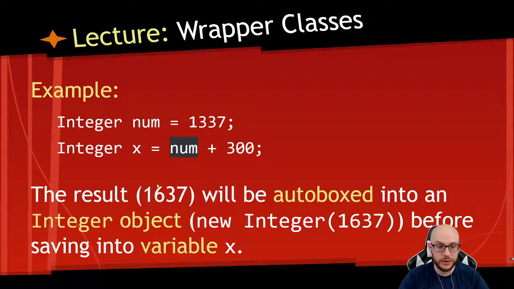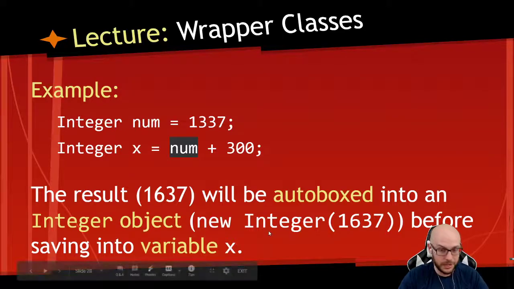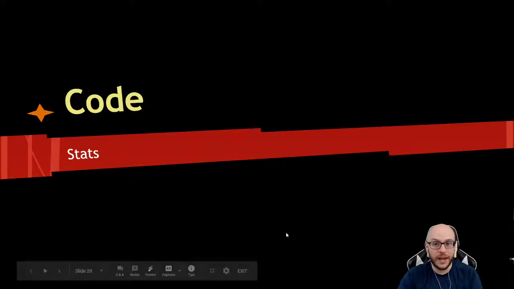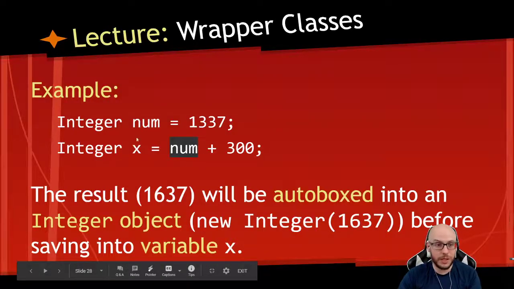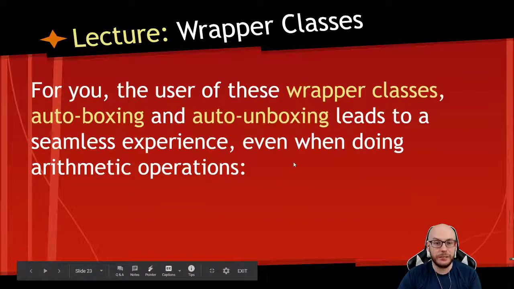That is going to produce an integer, right? When I auto-unbox this, I have an int, primitive data type, plus an int, primitive data type. The result is an int. I'm then trying to save that int into an object. Well, that is going to be boxed back up before we save it into x. All of that happens seamlessly. Like this just works, and all this other stuff is happening under the hood, right? This is a seamless experience for you.